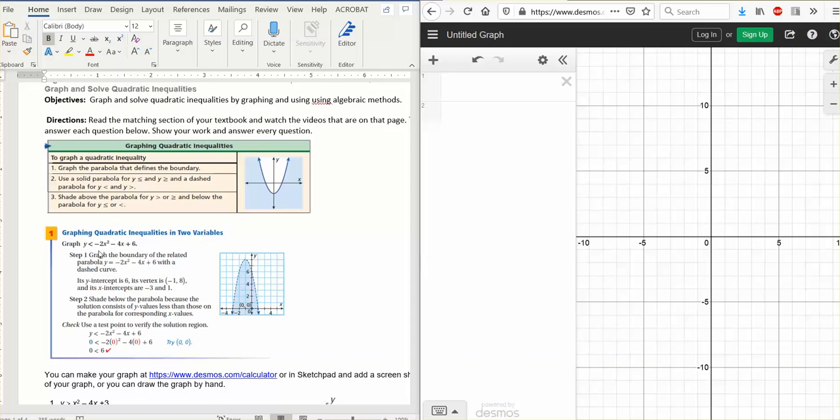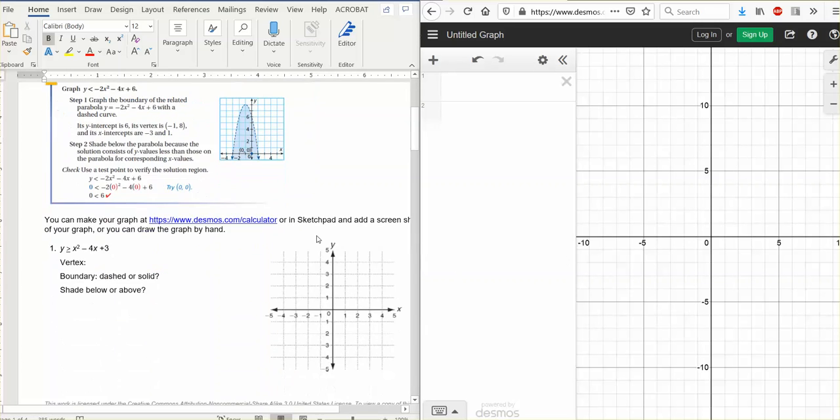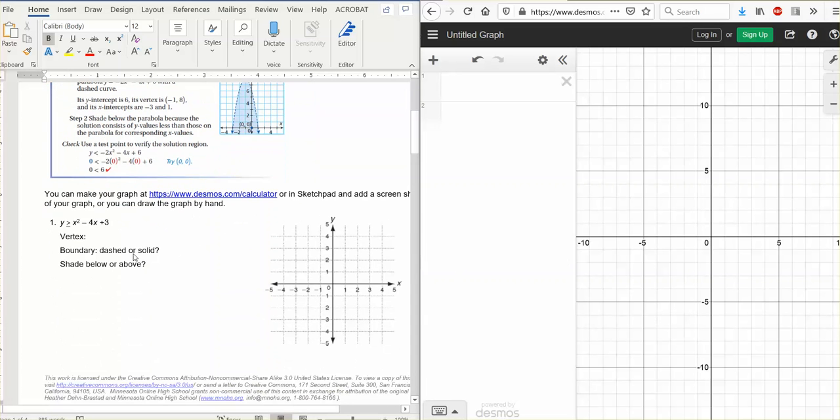And then you can use test points to check that you shaded the right region, but if you're using technology, Desmos will get that part correct for you. All right, so here is several problems that you're going to do. You're going to name the vertex just for some practice. You will say if the boundary line is dashed or solid, and then shade above or below. Now, you should be able to tell that from the graph once you graph it in here, but those are just to make sure that you realize what those answers should be.